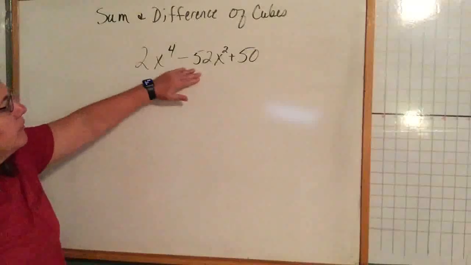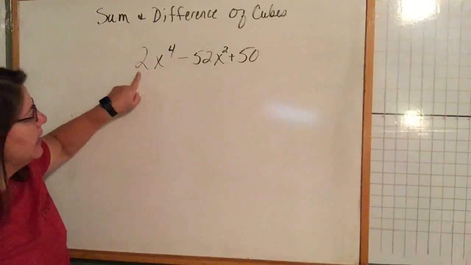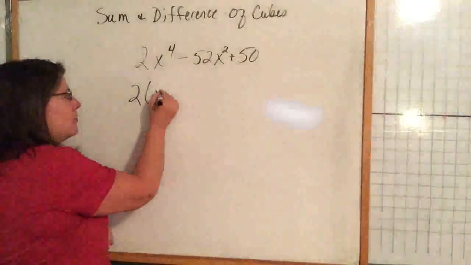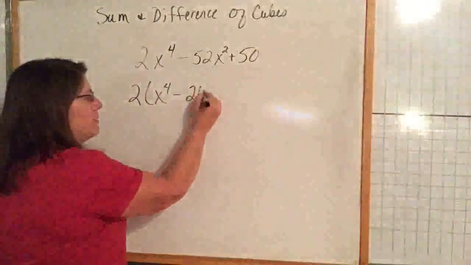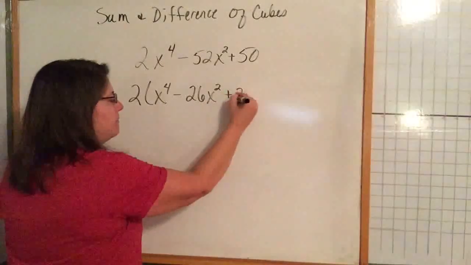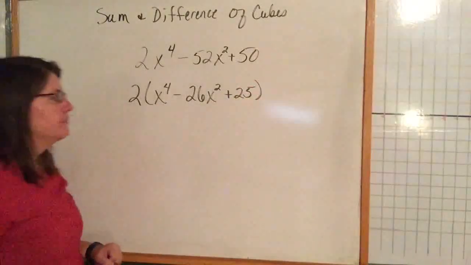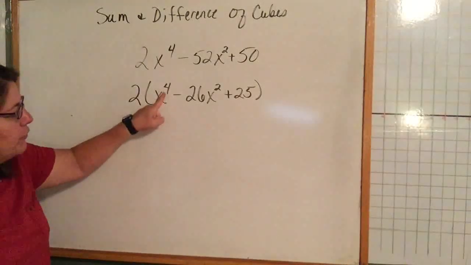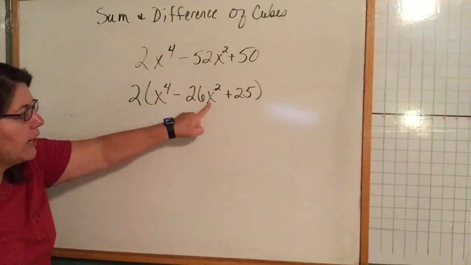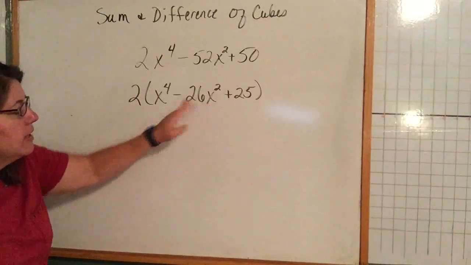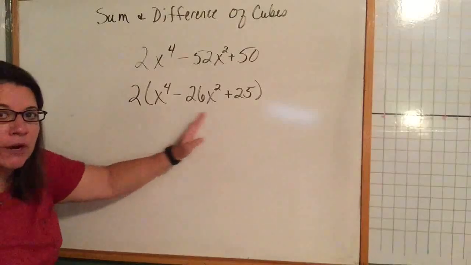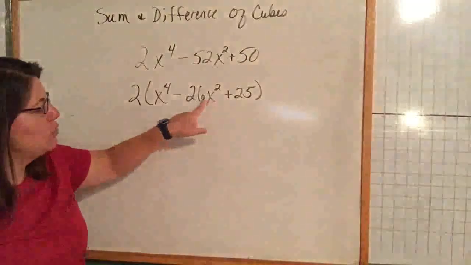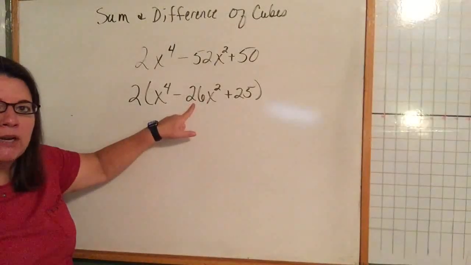So if I'm looking at this one, the first thing I'm going to do is hopefully recognize that all of these have a 2 in common. So I want to bring that 2 out first to make it a little bit easier on myself. And then I want to see if I can factor this trinomial. X to the fourth, the square root of that is x squared. So I know if I factor it, my variable part is going to be x squared and x squared. Factors of 25 that add to give you 26. Well, that would be 1 and 25.